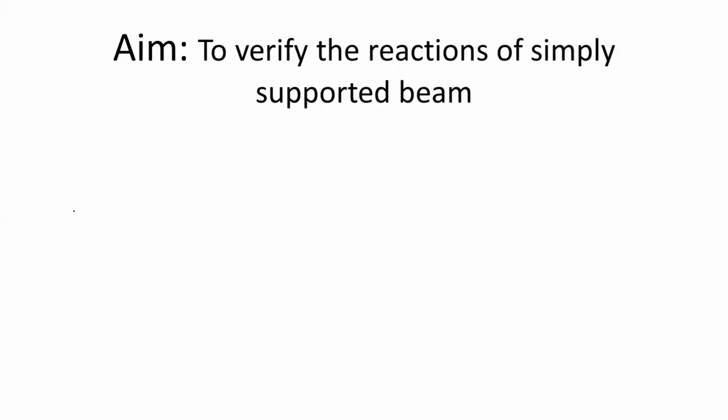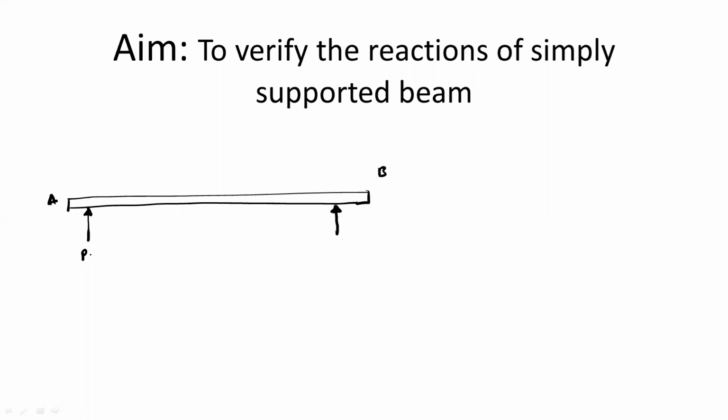So the schematic diagram of a simply supported beam is like this. This is the beam. We can take this beam as AB. If this beam is supported at its two ends, this is the reaction RA and this is reaction RB. This is called a simply supported beam.